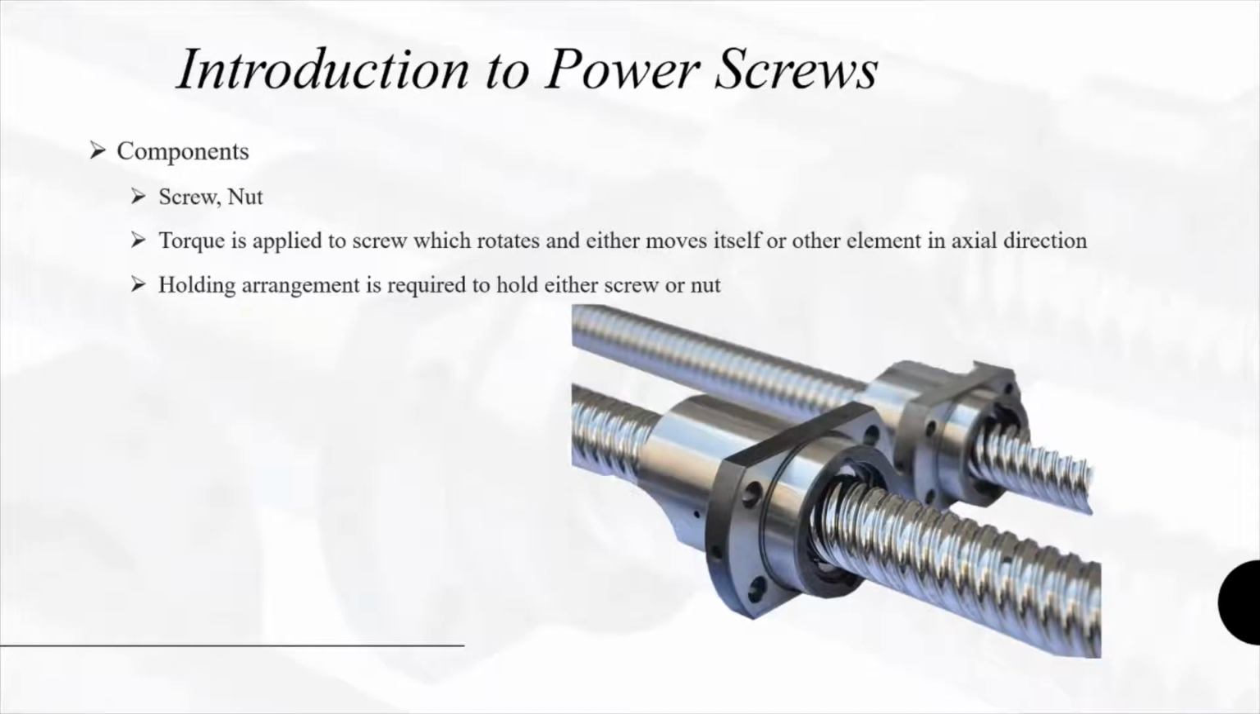Torque is applied to the screw which rotates and either moves itself or another element in axial direction. The other element is the nut, and a holding arrangement is required to hold either the screw or the nut, depending upon which will be moving, so that the other part moves in transverse direction.